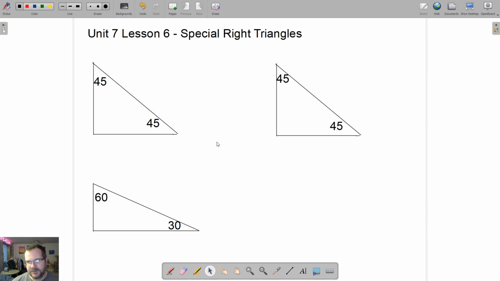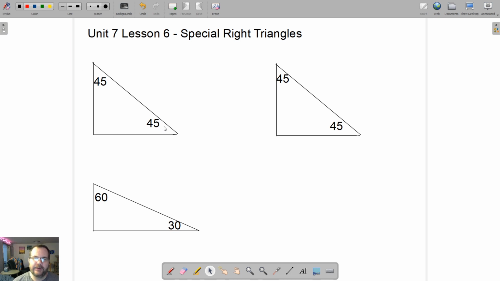So there's three different versions. Usually you'll be taught just two, but I like to separate it into three because there's a specific case that comes up that I think is easier if you have three different versions of them. So the first one is 45, 45, 90.